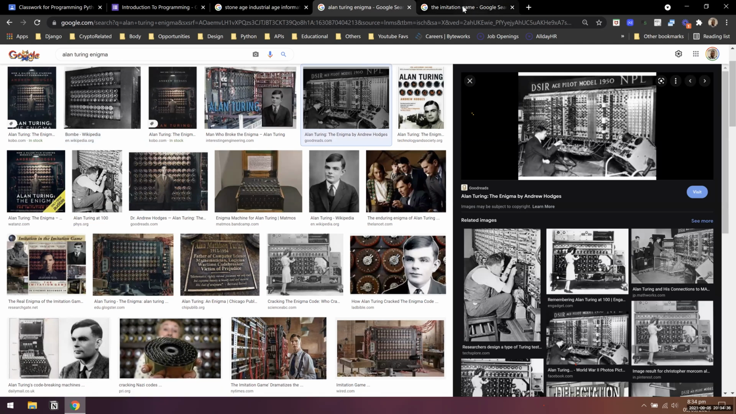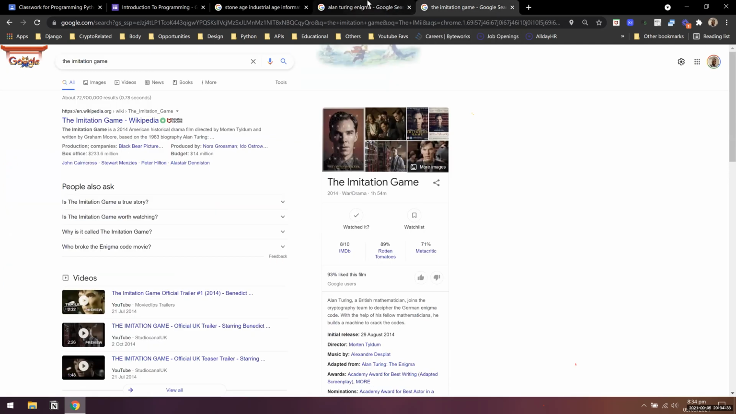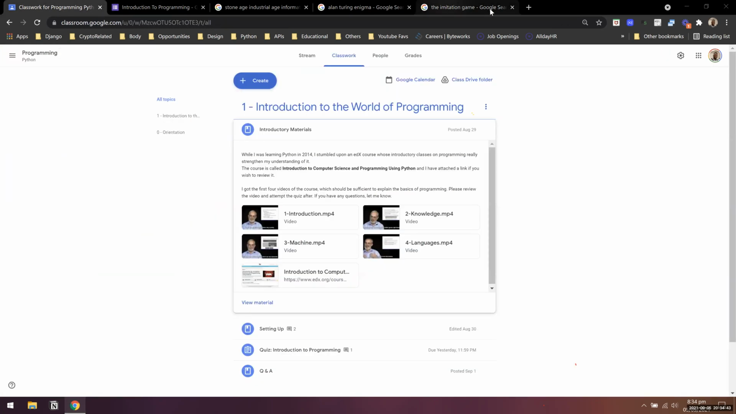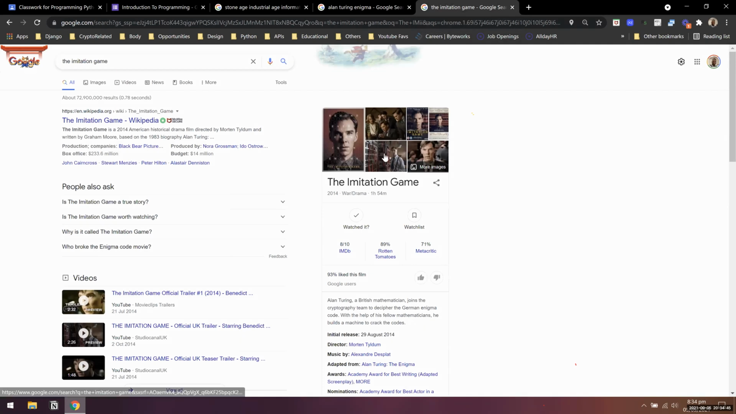So if you have the time, just check out The Imitation Game. I think it's on Netflix as well. It gives you a bit of insight into the person. Oh, fun fact, he was gay, and I think he was killed because he was gay. So if you're a social justice warrior, that's something you might find interesting.